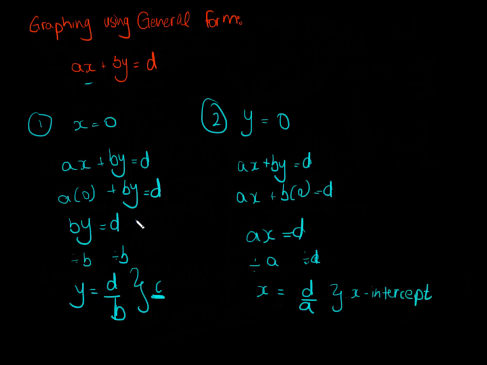Okay, so now we have the y-intercept and the x-intercept. Our next step would be to plot the points on the graph and join them together, because now we have 2 points. At the y-intercept, x equals 0, and at the x-intercept, y equals 0. So you get 2 coordinates: 0, comma the y-intercept, and the x-intercept, comma 0.